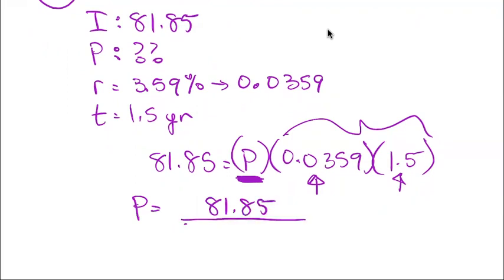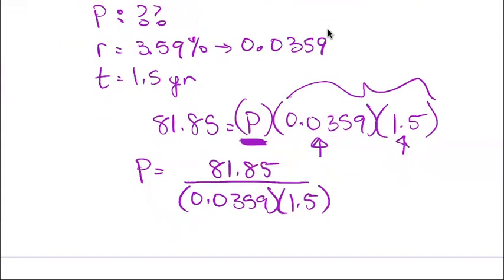81.85 divided by 0.0359 times 1.5. Punch that into your handy dandy calculator and you get 1519.96. Bit of a weird starting value, but that's the answer.